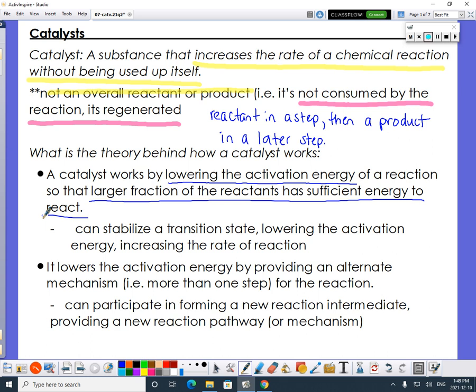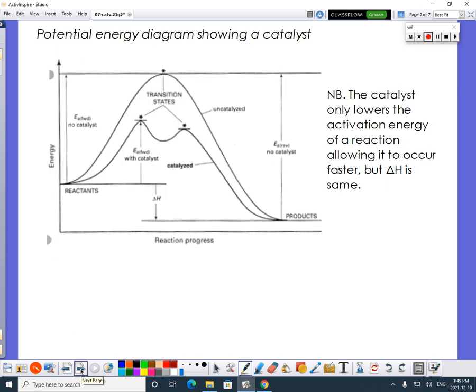Or it could also lower the activation energy by providing an alternate mechanism. And what's a mechanism? You have more than one step, okay? So that's a possibility. So then if you have a new mechanism, you could have new reaction intermediates that are maybe more reactive, something like that. So again, because it is a theory, we are just going to deal with generalities, okay? So we'll talk about the potential energy diagram first.